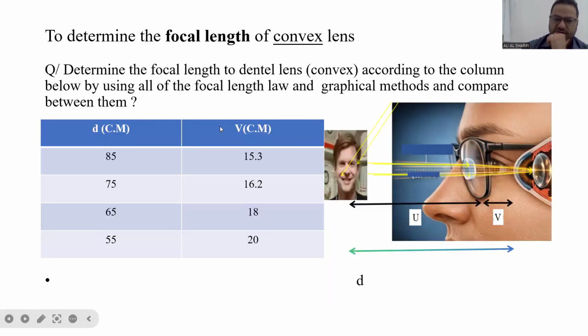Okay. Now let's take an example and solve it together. Determine the focal length of the convex lens according to the table below, by using both the focal length law and the graphical method, and compare between them. I have v, the shorter distance from the eyes to the convex lens. D means the distance from the eyes to an image, the total distance. That means u plus v.